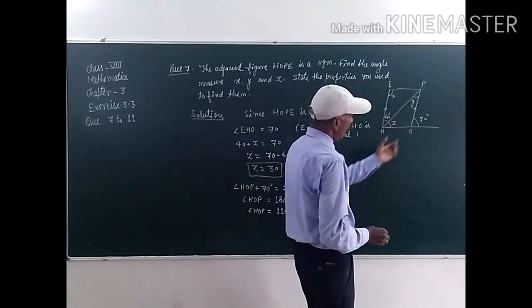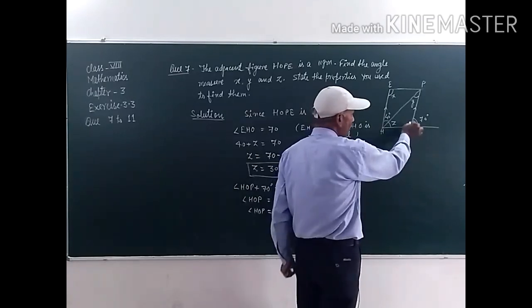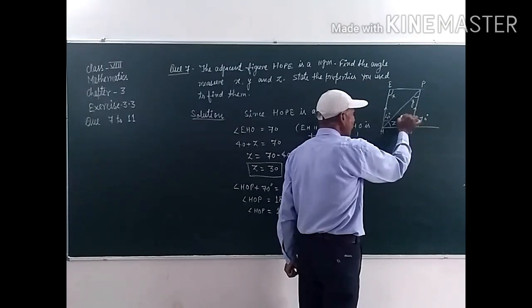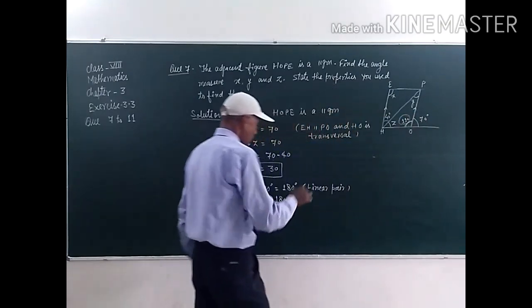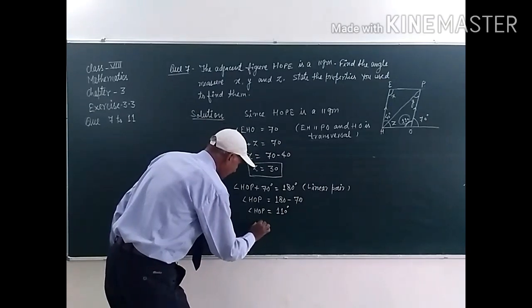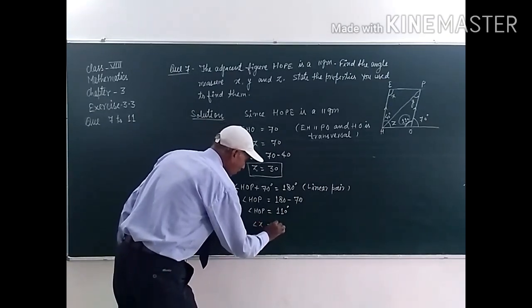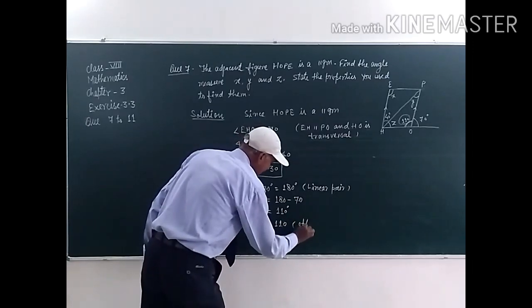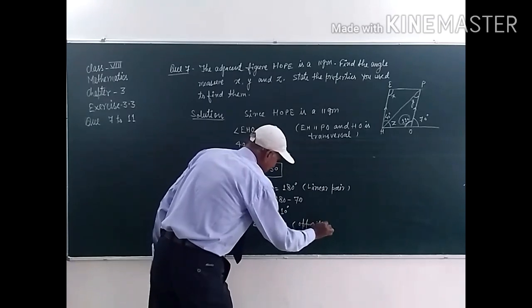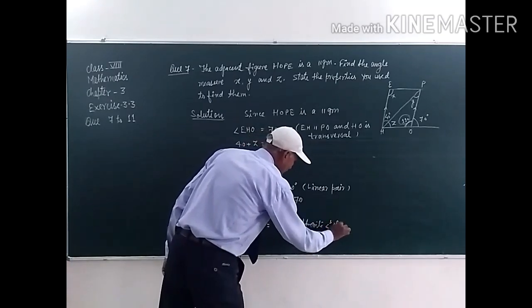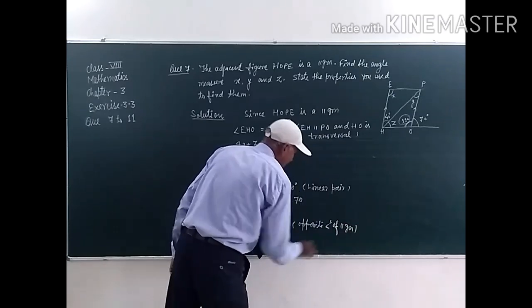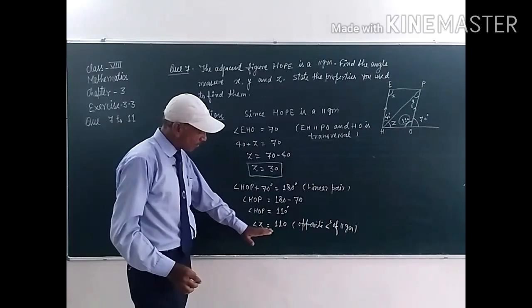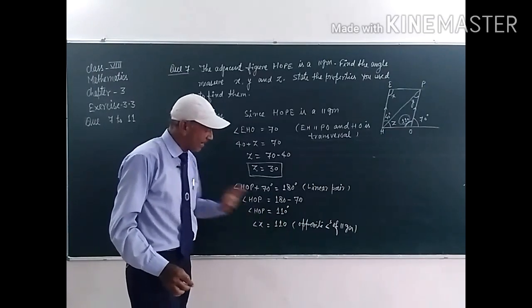And angle X and this angle, these are opposite angles of a parallelogram. So this angle, that is 110 degree, student, we find it. So angle X is equal to 110 degree. Opposite angles of parallelogram. Student, we know that opposite angles of a parallelogram are equal, therefore the value of X will be 110 degree.